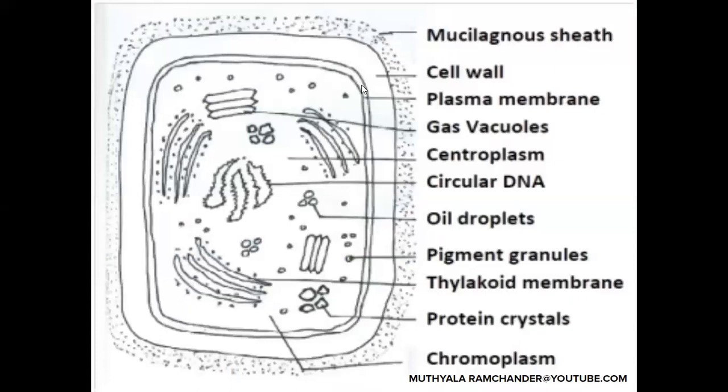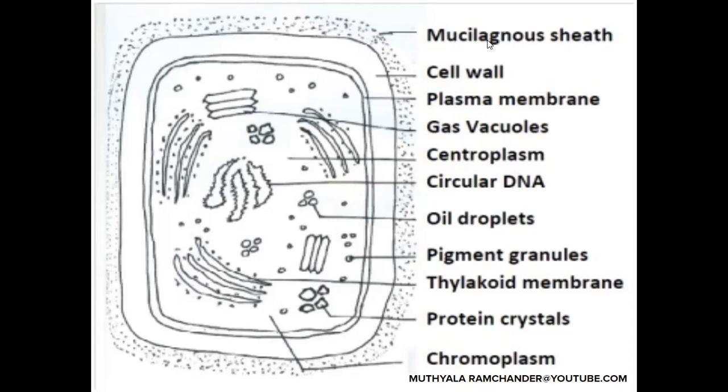The outline of the normal vegetative cell of cyanobacteria is rectangular or square in shape. The cells are covered by a mucilaginous sheath present around the vegetative cells. The mucilaginous sheath mainly protects the cell from extreme outer environments.